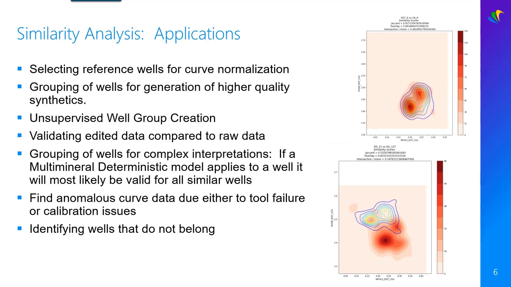So some of the applications are selecting reference wells for curve normalization, grouping of wells for generating higher quality synthetics. We also have unsupervised well group creation to create the groups to be used in these analyses, validating edited data compared to raw data, grouping of wells for complex interpretations. If a deterministic model applies to a well, it probably applies to all the similar wells. It's very good at finding anomalous data due to curve tool failure or calibration issues, and it can identify wells that just don't belong.